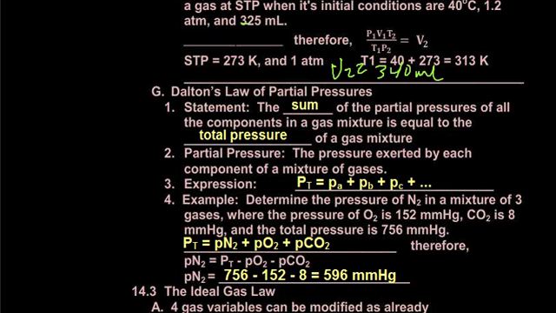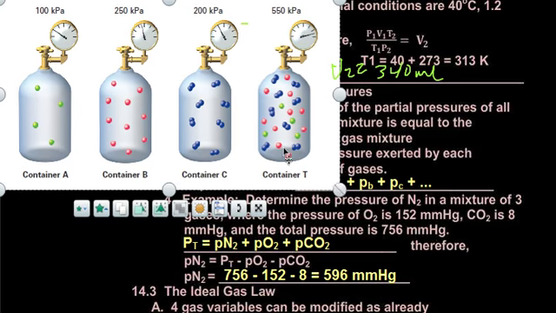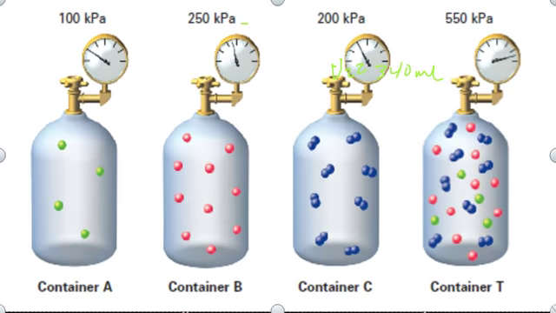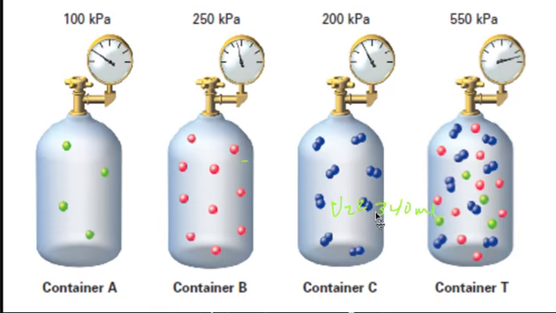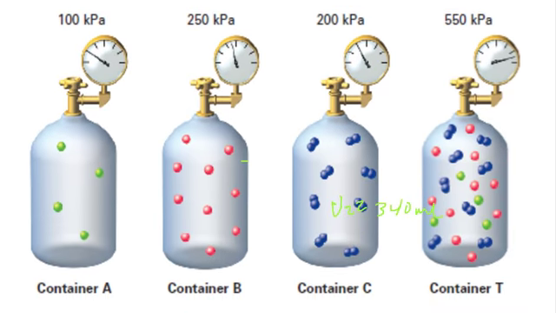But here's really what that looks like. If we have 100 kilopascals of this gas and 250 kilopascals of this gas and another pressure of this gas, when we put all of those particles in together, notice how there's the greens and the pinks and the blues, and we cram them all in together, then this 100 kilopascals plus this 250 plus that 200 is going to equal the 550 when all of the gases are in there together.